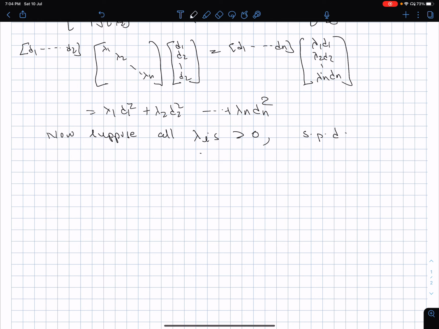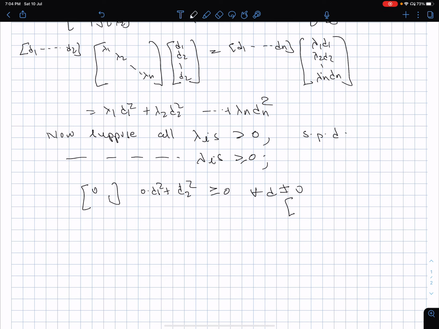Now suppose all lambda i's are greater than or equal to 0. Then what will happen? For example, you could have a matrix like this. A simple example is 0 and 1. So you will have 0 times d1 squared plus lambda 2, which is taken here as 1, times d2 squared. So this is greater than or equal to 0 for all d not equal to 0.